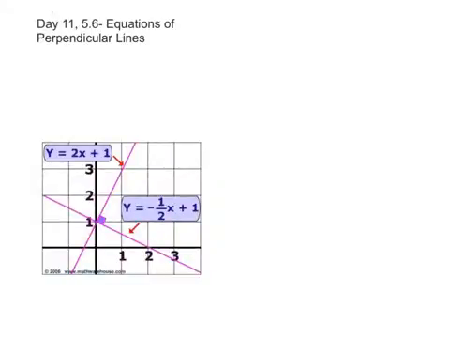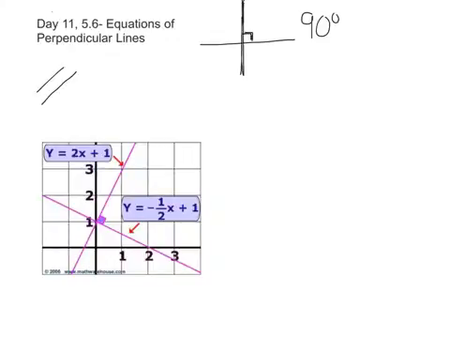Okay, in day 11, we're still on section 5.6, and this time we're going to be doing equations of perpendicular lines. So we learned in the last lesson that parallel lines are two lines that never intersect, and they have the same slope. But now we're going to deal with two perpendicular lines. Perpendicular lines always meet at a right angle. This is a little symbol that shows a right angle, and a right angle is 90 degrees.